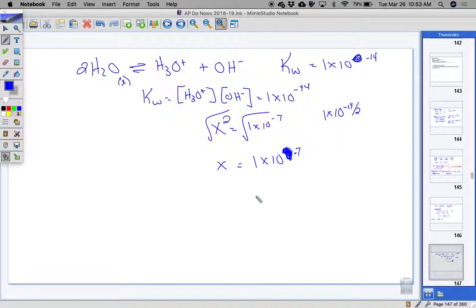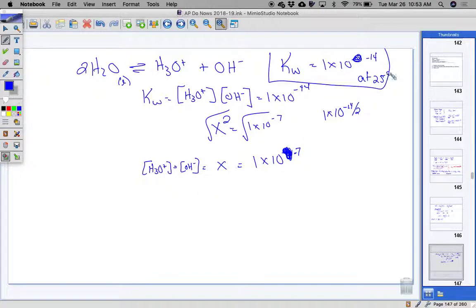Brain dead today. I just mixed up the numbers. All right, so KW is 1 times 10 to the -14. So the H plus and the OH minus are going to be 1 times 10 to the -7th, because they have to be equal to each other. This is at 25 degrees.